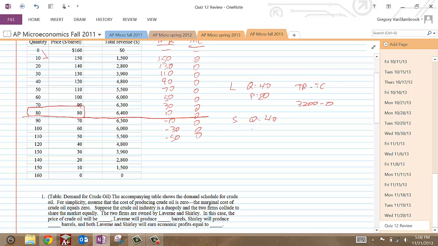And then Shirley would be, since they're splitting the market, they're going to have the exact same thing. We don't really need to go through the calculation. The profit for both of these is 3,200. So quantity of 40, price of 80 each, profit of 3,200.